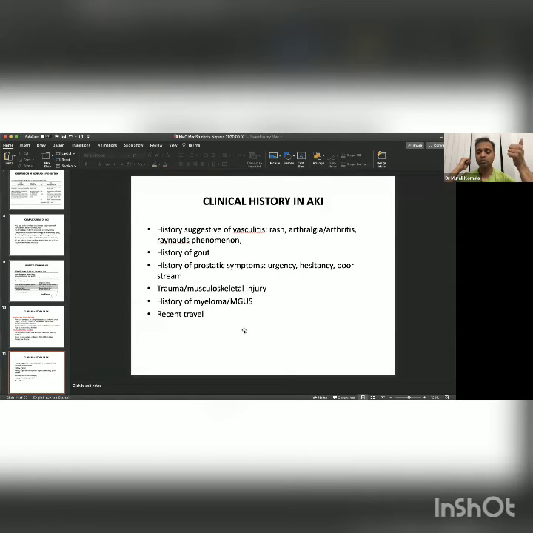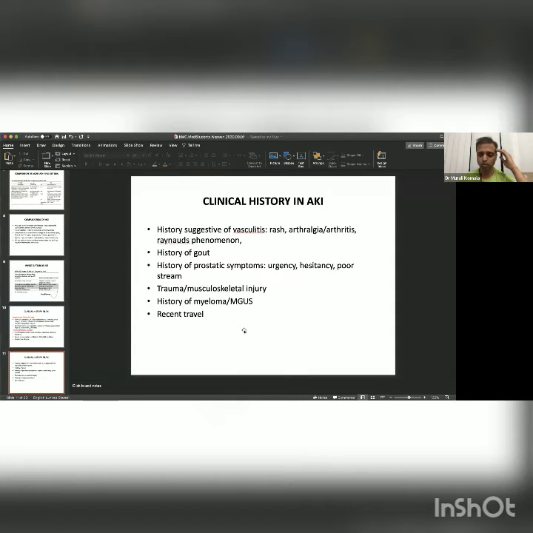Any recent travel, especially, for example, if you travel to Kerala or during the rainy season, there is a high incidence of leptospirosis. It can cause liver injury and kidney injury. So that travel history is quite important.